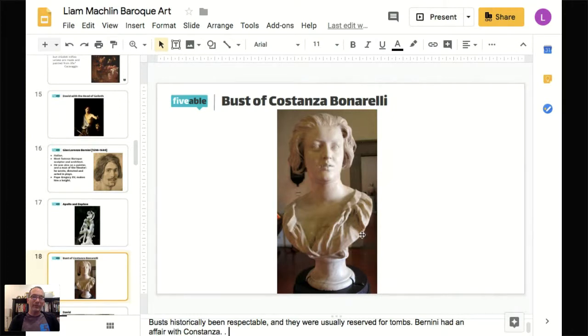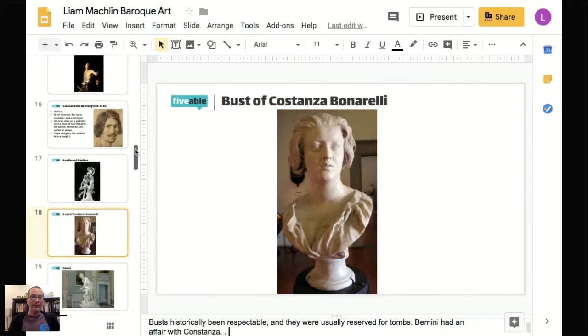We can see the shirt is kind of open. She looks a little bit more tempting. So it's a very, very interesting way. So Bernini basically was in love with this woman. He had an affair with her. She was married. It's a very interesting story about that.